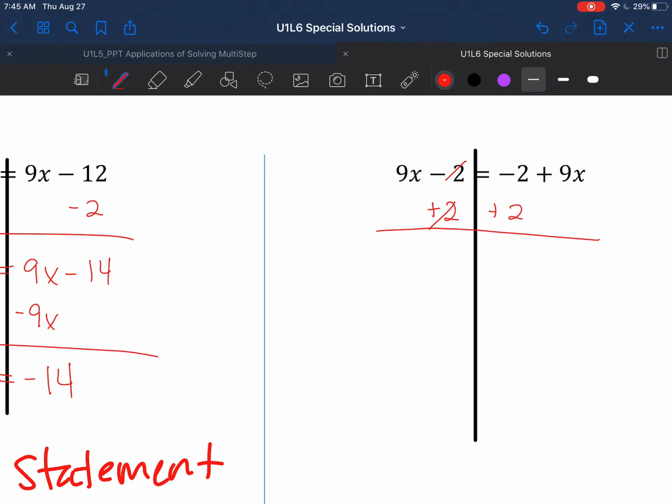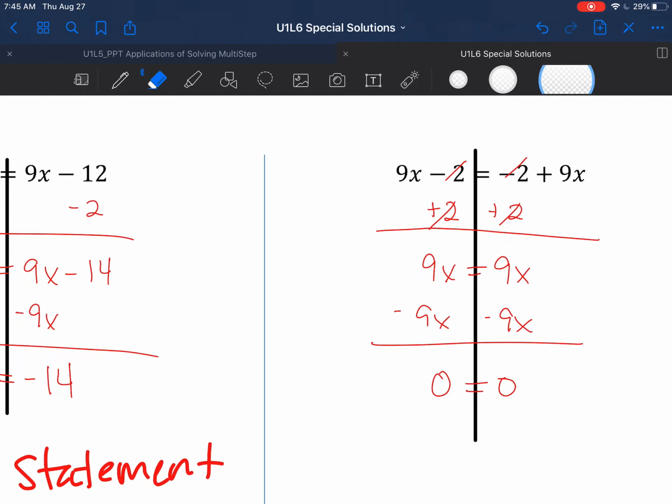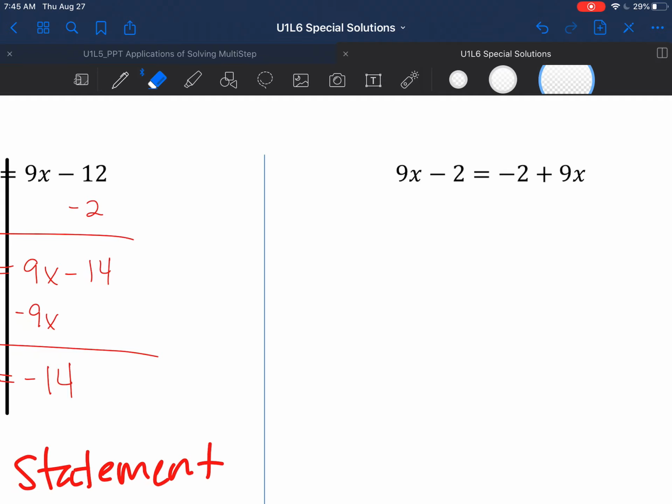And we get 9x is equal to 9x. Well, if we were to take away 9x on both sides to make sure that the variables are on the same side, we get 0 equals 0. Huh. Well, that is a true statement, but I just really don't like the way that looks. It looks confusing to me. I'm going to try this another way.